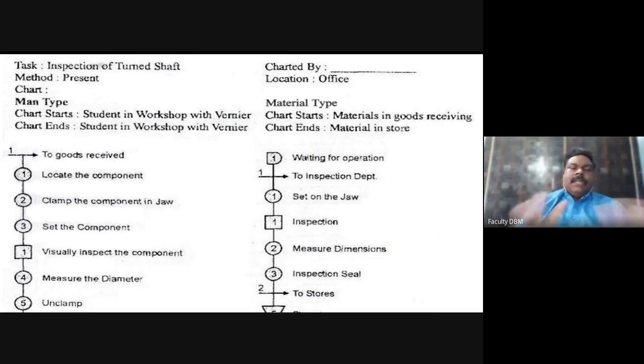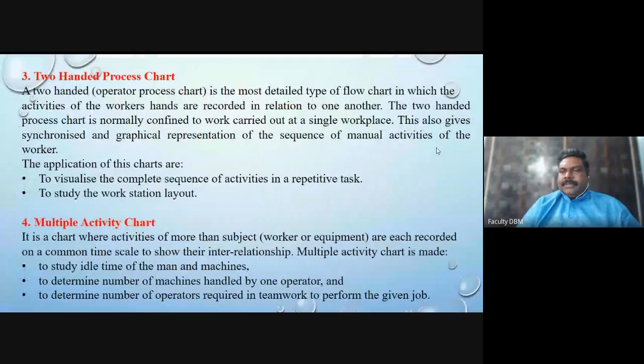So this is a drawing to know the man type and material type. This is the diagram we are going to see, so that we will understand this. Two-handed process chart: I said left hand and right hand, what work they will be doing, that we are going to represent on the chart. Multiple activity chart: the idle times of machines, and what work the machines are doing, we are going to show in the diagram so we can see it easily.